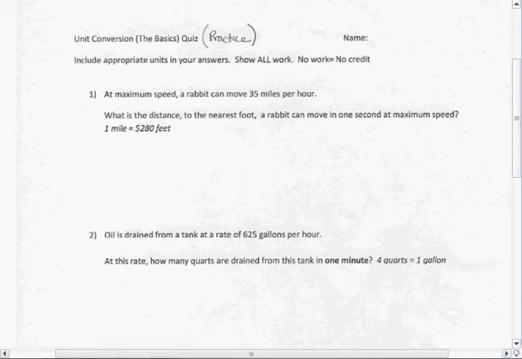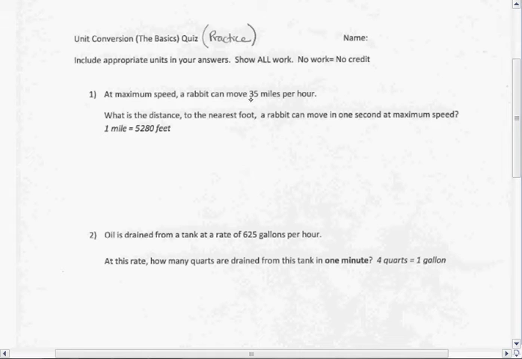The instructions say to include appropriate units in your answers, show all work, no work is no credit. So you can use the method that I showed you in class using ratios and conversion ratios, or you could use your own method, but in any case you need to show your steps so that I can follow your work tomorrow. So at maximum speed, this is number one, a rabbit can move 35 miles per hour. What is the distance to the nearest foot a rabbit can move in 1 second at maximum speed?